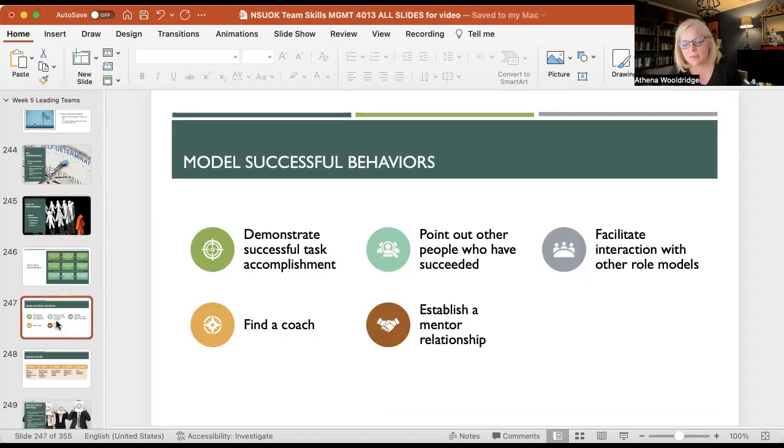Okay, the other thing we have to do is model successful behaviors. If I'm asking someone to do something as a manager, I never would ask somebody to do something that I couldn't or wouldn't do myself. That is what we mean by modeling successful behaviors.